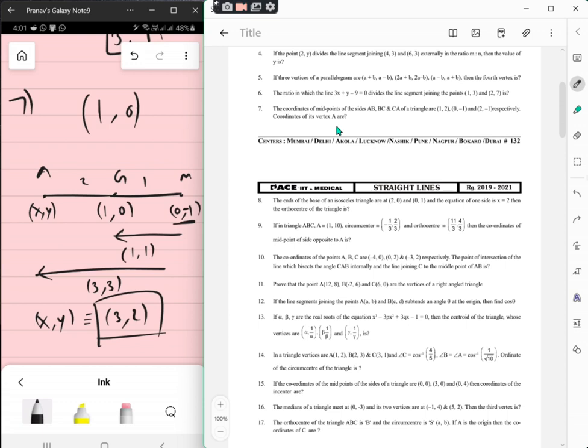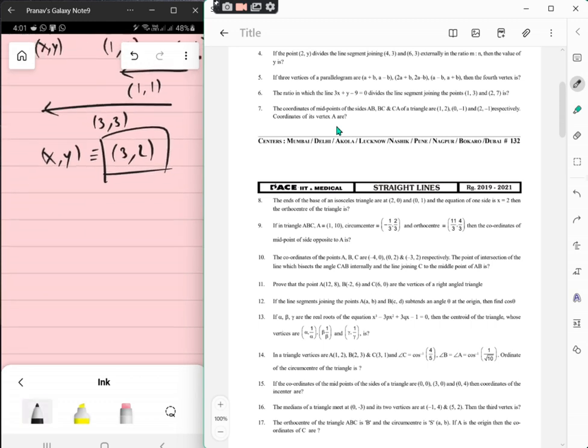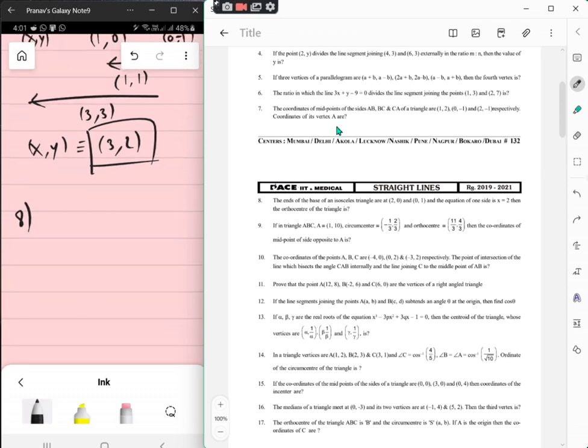Okay, next question. 8. The ends of the base of an isosceles triangle are this and this, and the equation of one of the sides is given, and find the orthocenter of the triangle. This was question number 7, this is question number 8. The ends of the base of an isosceles triangle are 2 comma 0, 0 comma 1. I'm not graphing this, but drawing. So these 2 points, one of the sides is x equal to 2. Oh, look at that. This guy has x equal to 2. This guy doesn't have x equal to 2.